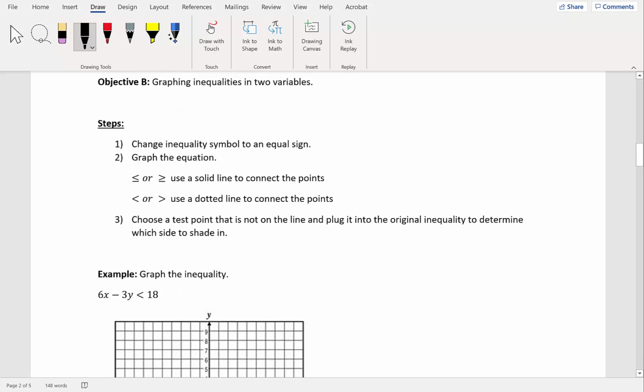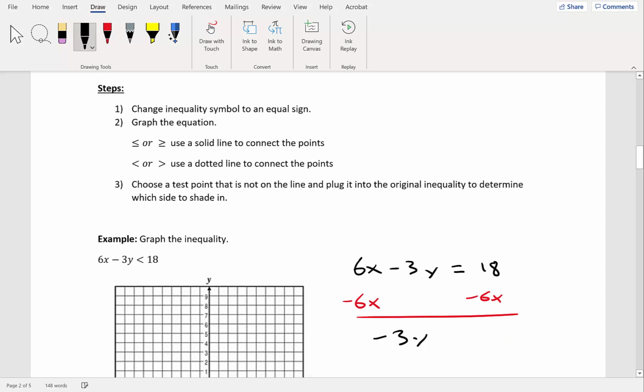So we have the inequality 6x - 3y < 18. So we want to go ahead and graph this. So our first step, change the inequality to an equal sign. So I have 6x - 3y = 18. Now let's go ahead and get this into slope-intercept form. We get -3y = -6x + 18.